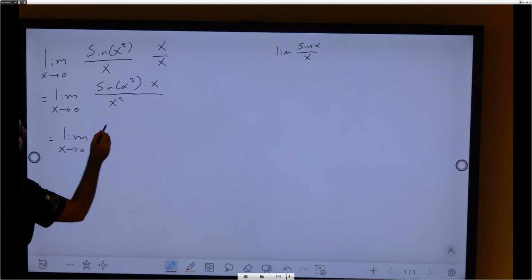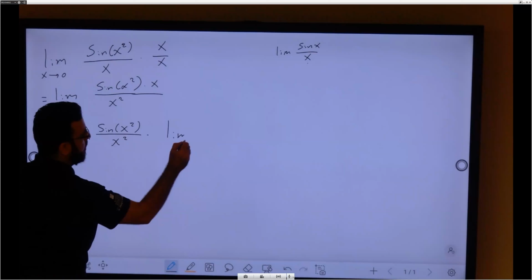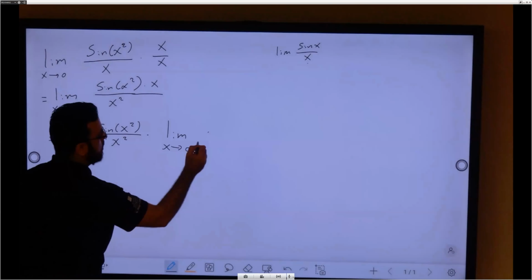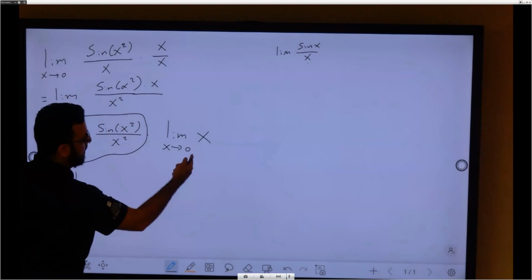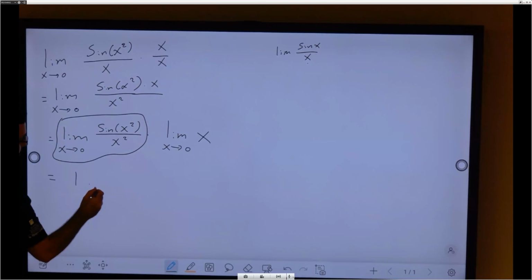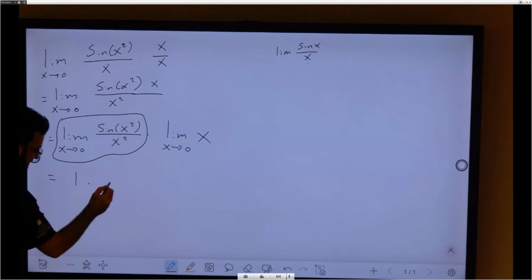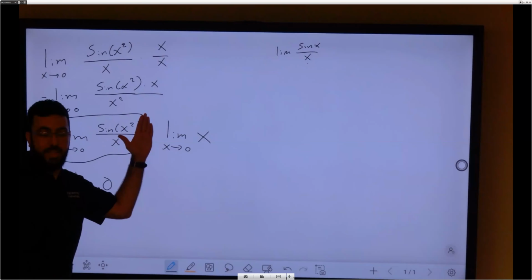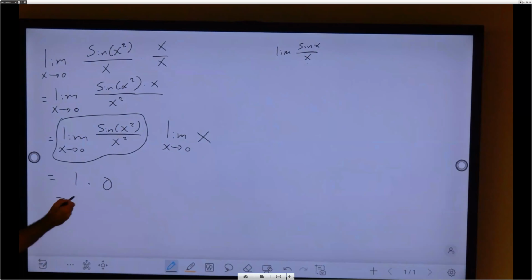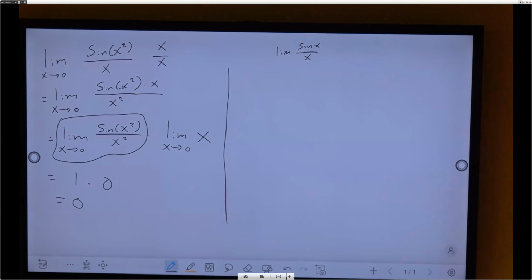Now, can I say it's the same thing: the limit as x approaches 0 of sine x squared divided by x squared, times the limit as x approaches 0 of x? Yes or no? How much is this side? That's one. One times. How much is this side? How much is this part? 0. Let's look at this part. The second rule. This is what we're going to plug in. So the result is going to be a piece of cake. Yes or no?